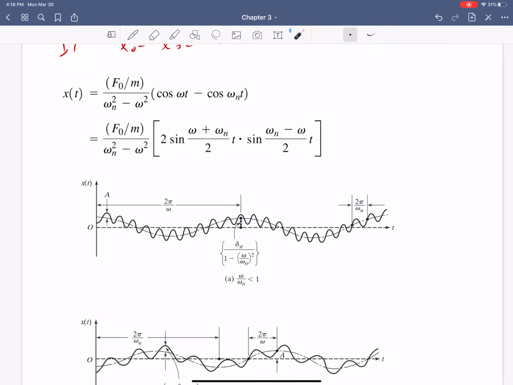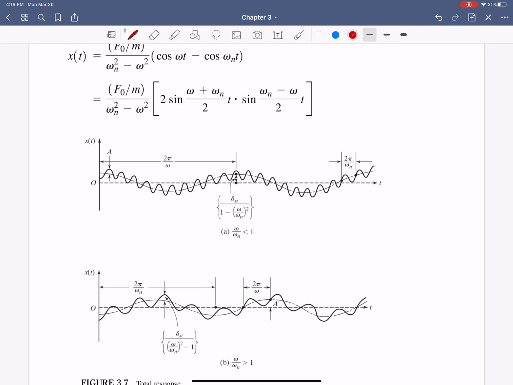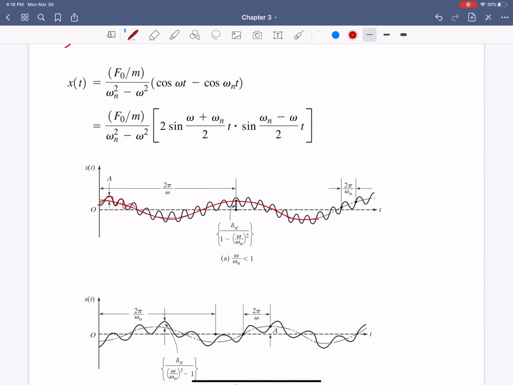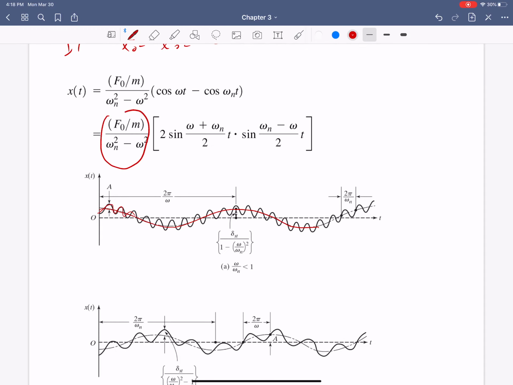Okay. And now what you have is this long period, and superimposed upon it is the fast system, okay? And this is really important because now what do we see here? This is going to become our maximum displacement or amplitude. Okay, so there's our maximum amplitude.